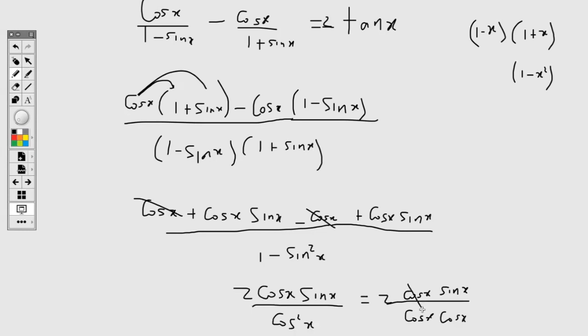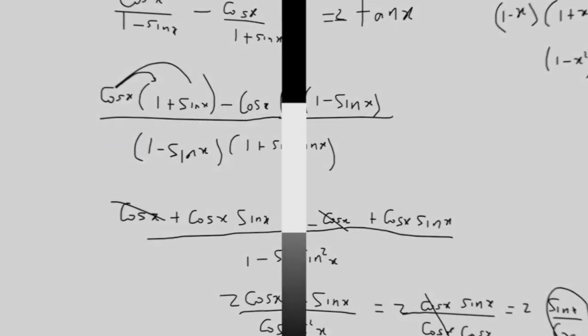So the cos x cancels, so I'm left with just 2 sin x over cos x. But we know the identity that this represents tan. So you see that we get the 2 tan x. And therefore, we have proven.